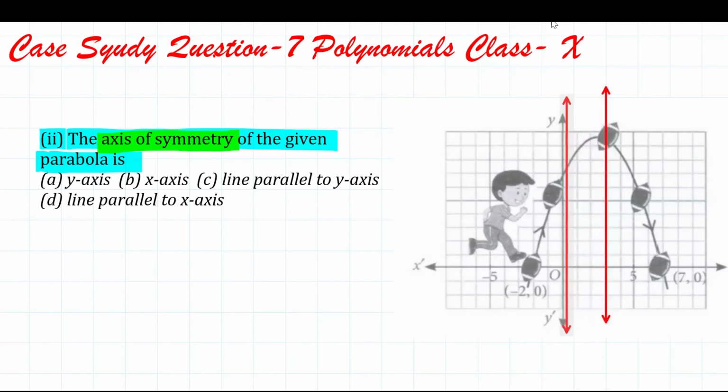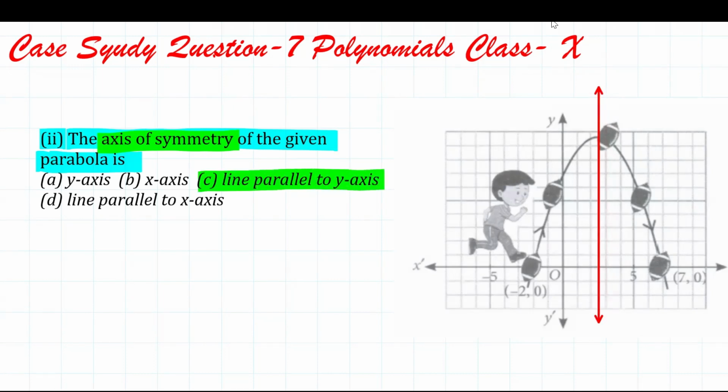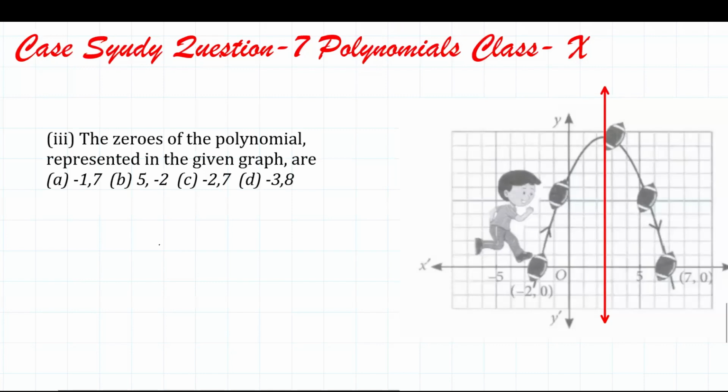Parallel to y-axis, isn't it? This is the y-axis, and this line, the axis of symmetry, is parallel to the y-axis. So we have an option over here, as I can see. C is the correct answer for this.